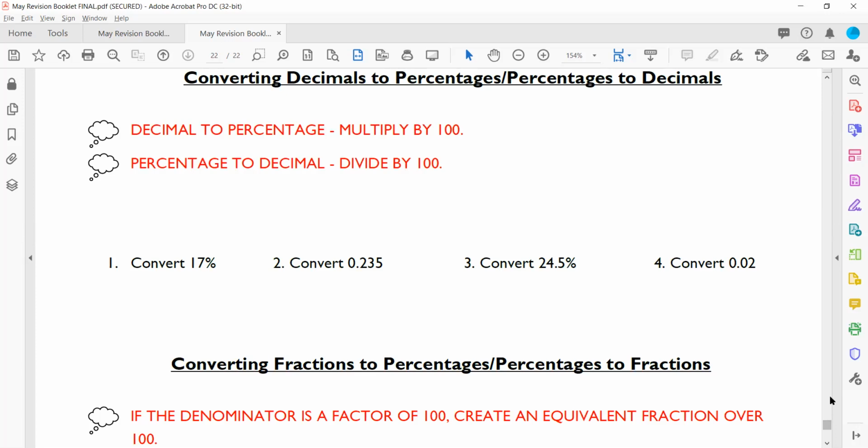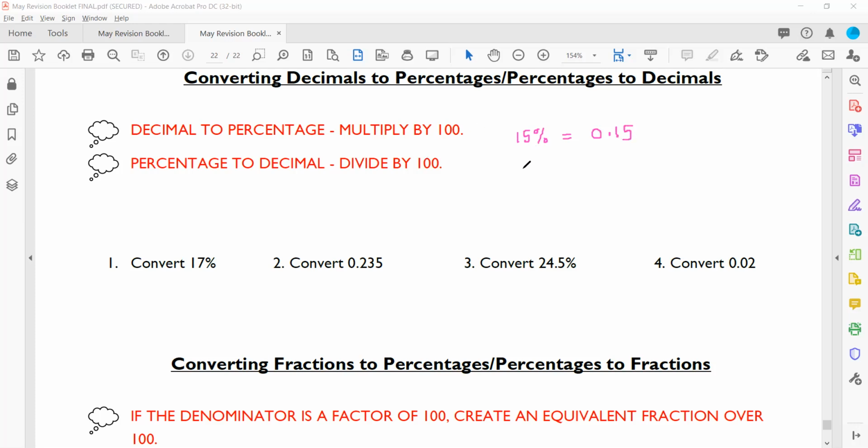decimals into percentages and percentages into decimals. Remember, percent means out of 100. So if we were going to convert 15%, to get that into a decimal, we would divide 15 by 100. So 15% would be equivalent to 0.15 as a decimal.